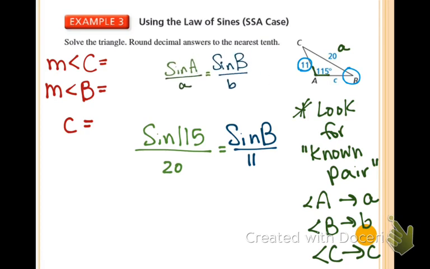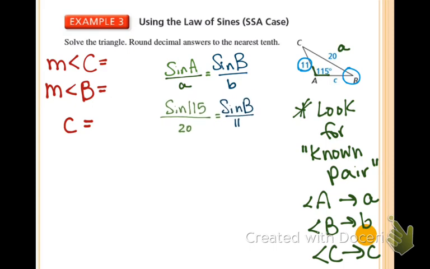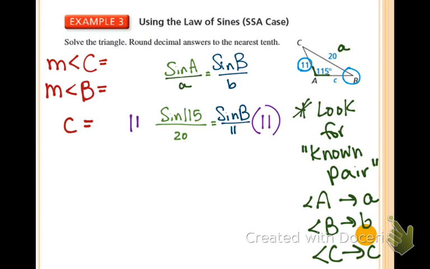What do we want to solve for in the end? We want to get angle B by itself. Right now it's attached to sine of B, so we need to get sine of B all by itself. What is happening to sine of B? It's being divided by 11. What is the opposite of dividing by 11? Multiplying.